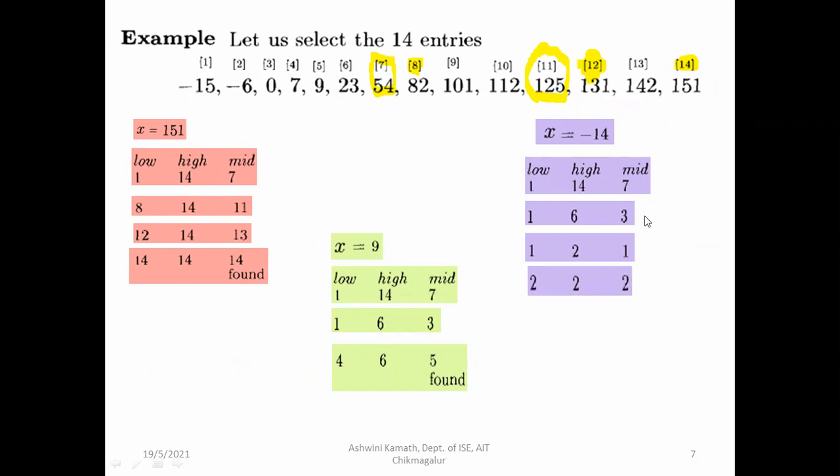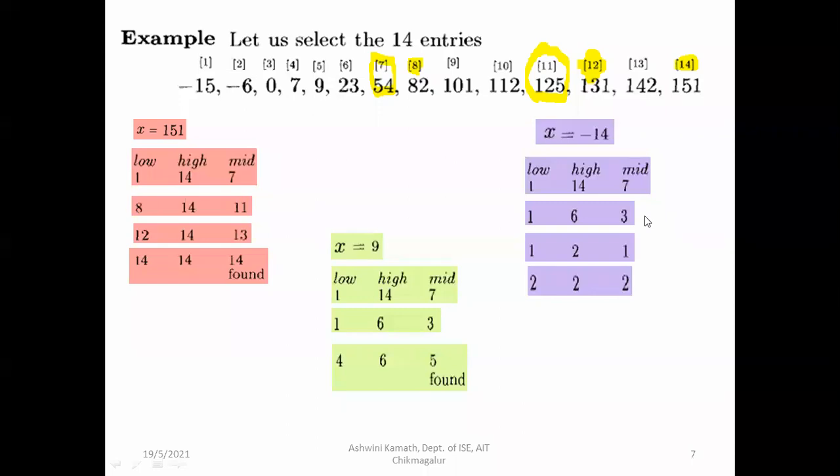Again you have to change the value. x, which is minus 14, is greater than minus 15. So search on the right side. So change the value of low. It will be 1 plus low, so 1 plus 1, which is equal to 2.